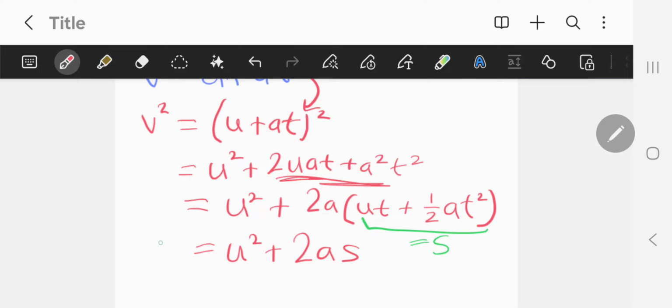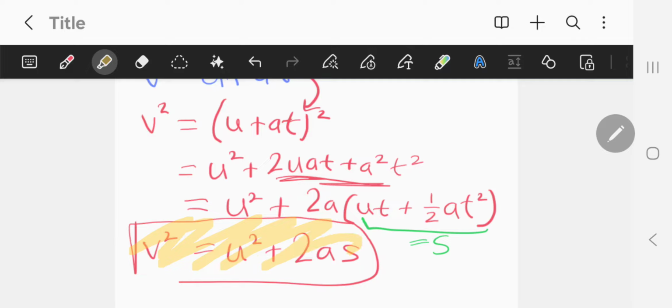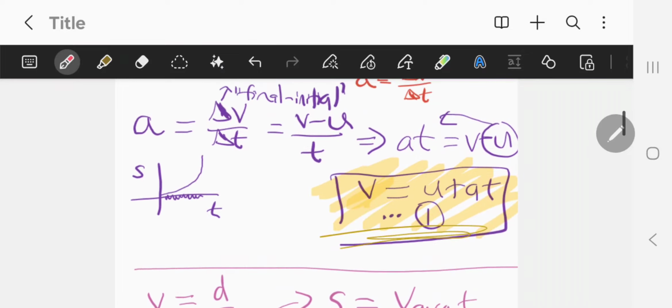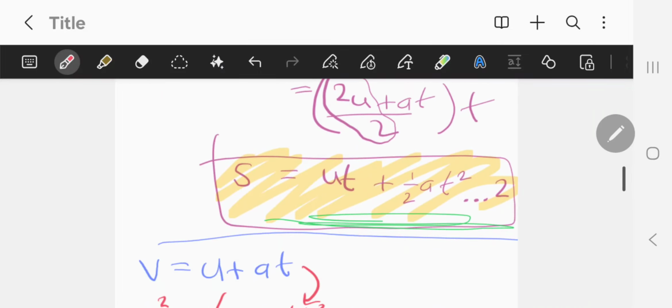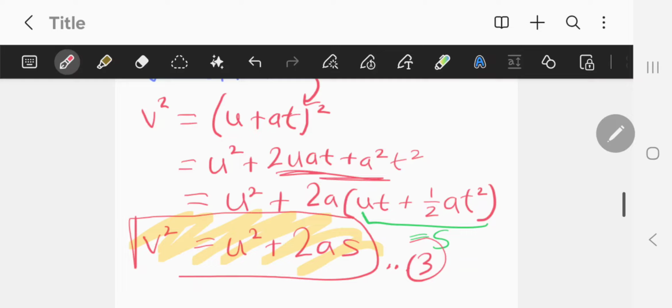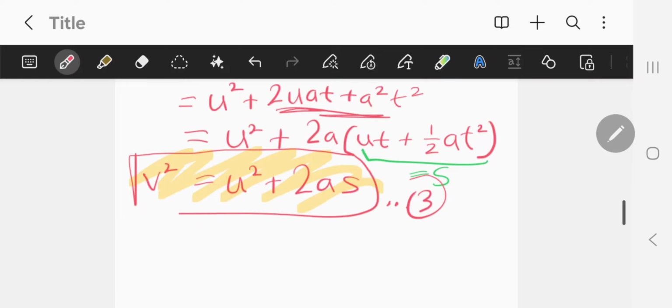And that's v squared. That's how you can work out final velocity in terms of initial velocity, displacement, and acceleration. And they're your three SUVAT equations there. First one's v equals u plus at. Second one is s equals ut plus a half at squared. And the third is v squared is equal to u squared plus 2as.